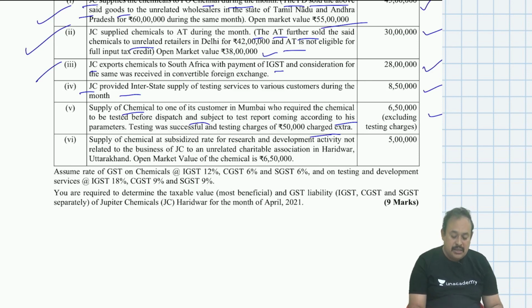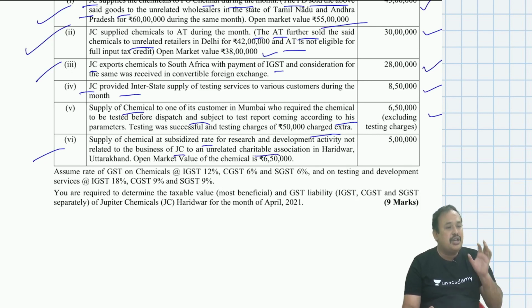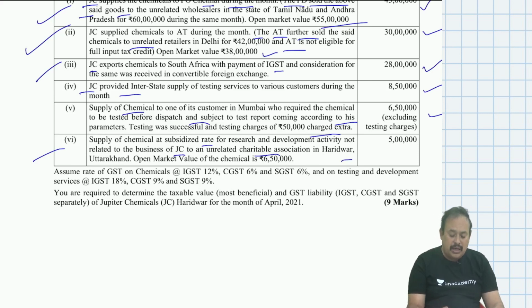Further, my dear friends, supply of chemical at subsidized rate for research and development activity not related to the business of JC to an unrelated charitable association in Haridwar under Uttarakhand. Open market value of its is rupees 6,50,000 rupees, total 5 lakh rupees.